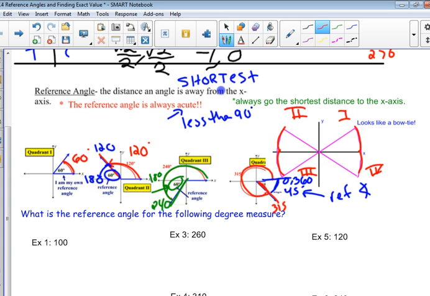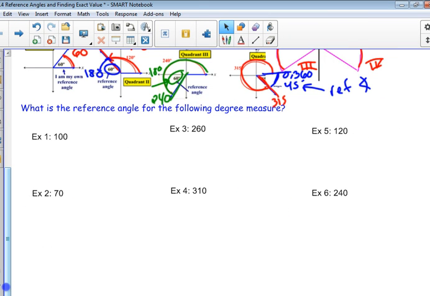So you never want to go to the y-axis. You're always going back to the x. What it ends up looking like, if you aren't sure, kind of resembles a bow tie. It might help you with direction-wise. We're going to start out with this pretty slow. We're just going to decide what the reference angle is before we get any kind of value.